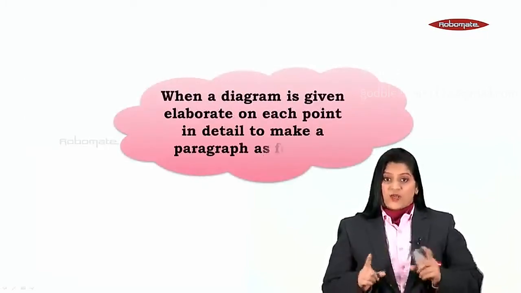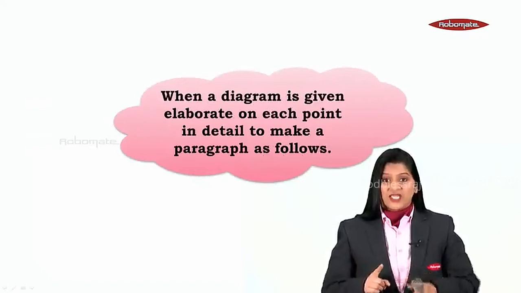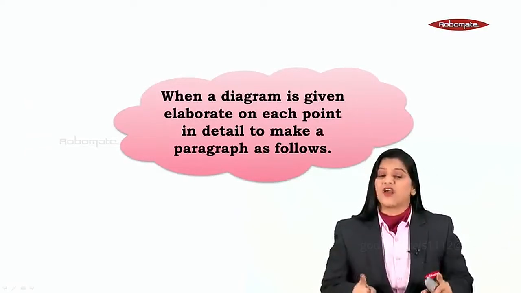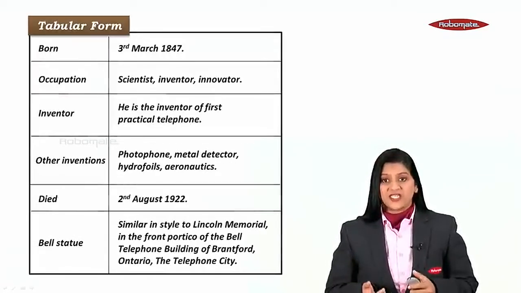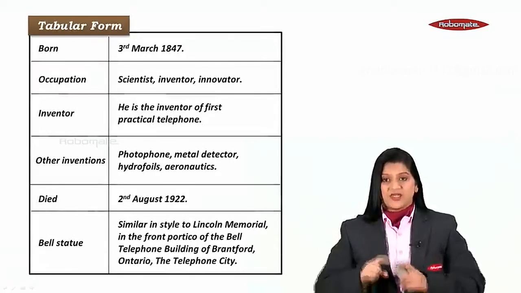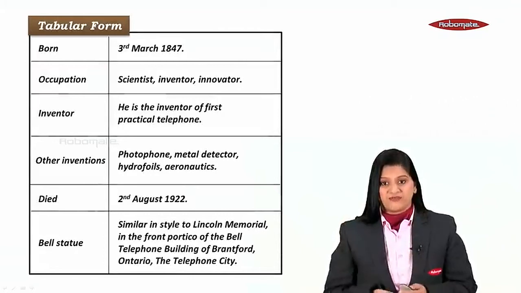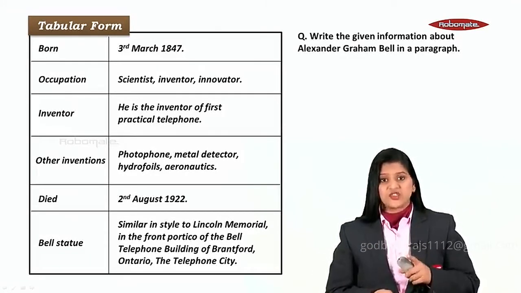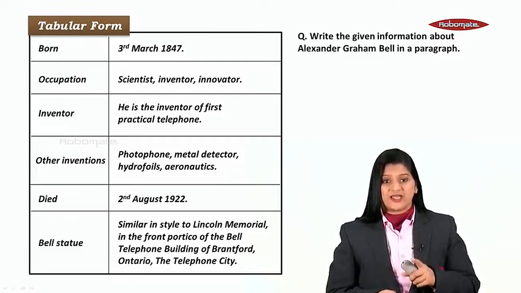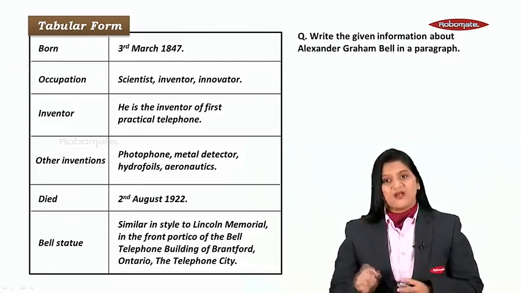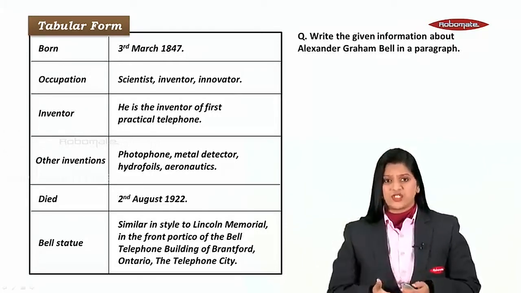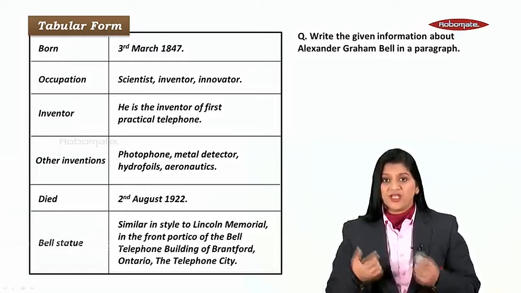Now let's see, when a diagram is given, elaborate on each point in detail to make a paragraph as follows. Now, this is the diagram, a table. It's a tabular form of information. Read the question given to you. Write the given information about Alexander Graham Bell in a paragraph. A paragraph means 1 paragraph. And now all this information is to be put in the form of a paragraph.